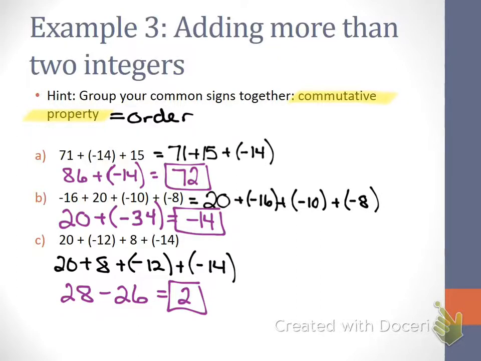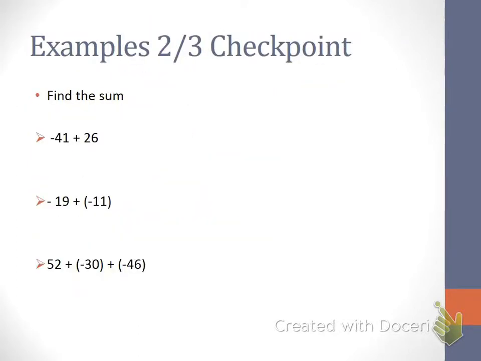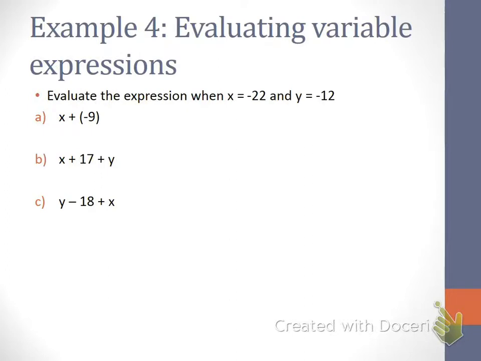All right. So in our last example, we're evaluating a variable expression. So now we're just plugging in the number and we're solving. We've got x plus negative 9. Well, what's my value for x? Negative 22. Negative 22 plus negative 9. Now the reason I've got to put it in parentheses is to separate this double sign right here. We're going to talk about double signs in a second.